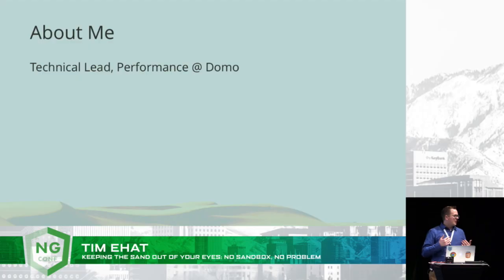So first, a little bit about me, okay? The intro just said a little bit, I'm technical lead over performance at Domo. What that means is I go and I try and make sure that Domo's fast, whether it's our iOS app, Android app, desktop web, mobile web, from the UI layer all the way down into the depths of our back-end systems. I'm trying to help debug it, make sure that everyone's on top of that, okay? So that's what I do.